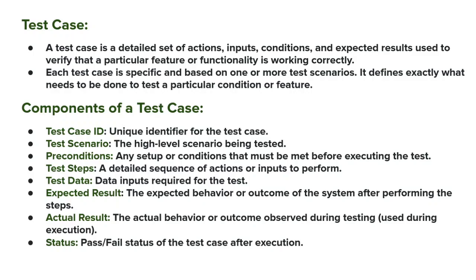And a test case has different types of information. So what information should we keep in our test cases? What are the different components of test cases? When you are going to write test cases, every scenario can have multiple test cases. So each test case should have some ID. Test case ID is a unique identifier for the test case. Test scenario, the high level scenario being tested.